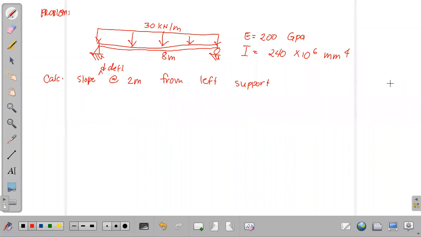Last meeting, we discussed the moment diagram by parts. We'll now proceed to our next topic. We will start with deflection of beams. To solve for deflection of beams, there are different methods: double integration, moment area method, conjugate beam method, and virtual work. First, we will discuss the double integration method.